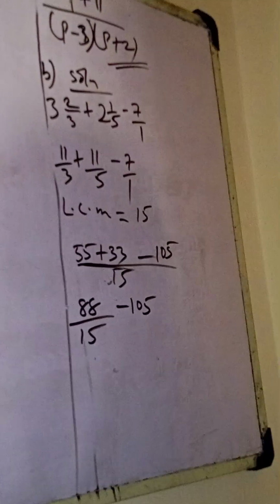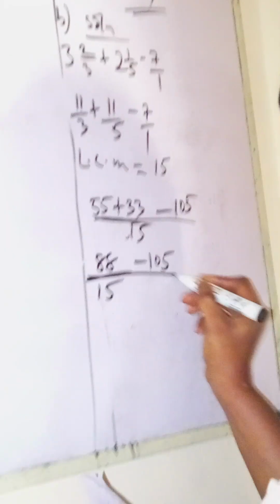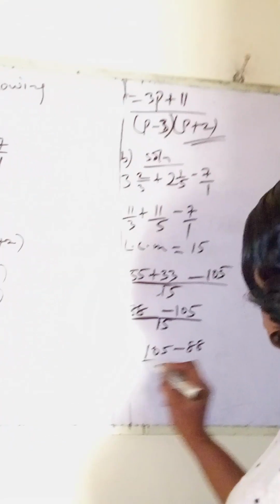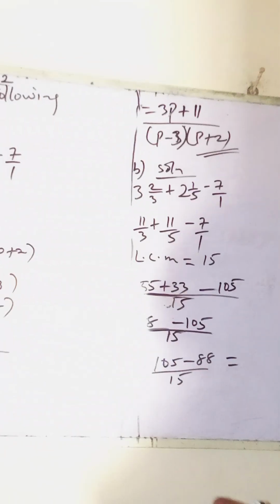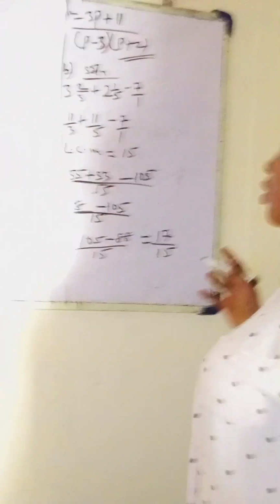Minus 105. So now we are going to make this by subtracting 105 all over 15. So now we are going to subtract. I'm bringing the bigger number out, which is 105 minus 88 all over the LCM, 15. So 105 minus 88 will give us 17 all over 15.